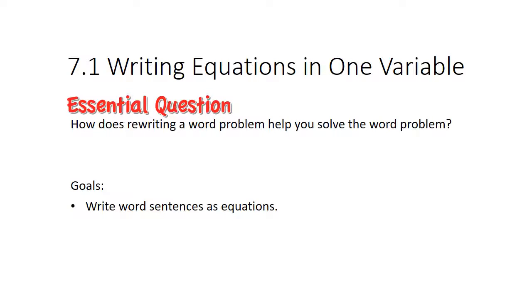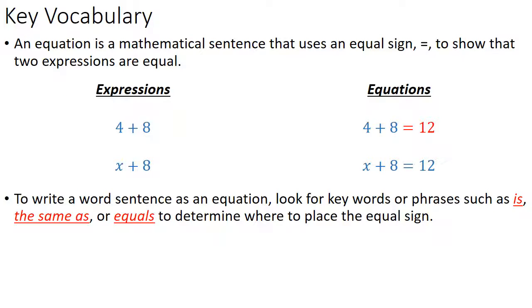So today we're going to be talking about writing equations in one variable. Our essential question today is, how does rewriting a word problem help you to solve the word problem? Our goals are going to be writing word sentences as equations, so translating from English into math and taking meaning from math and putting it into English. Our key vocabulary for today is to know the difference between expressions and equations.